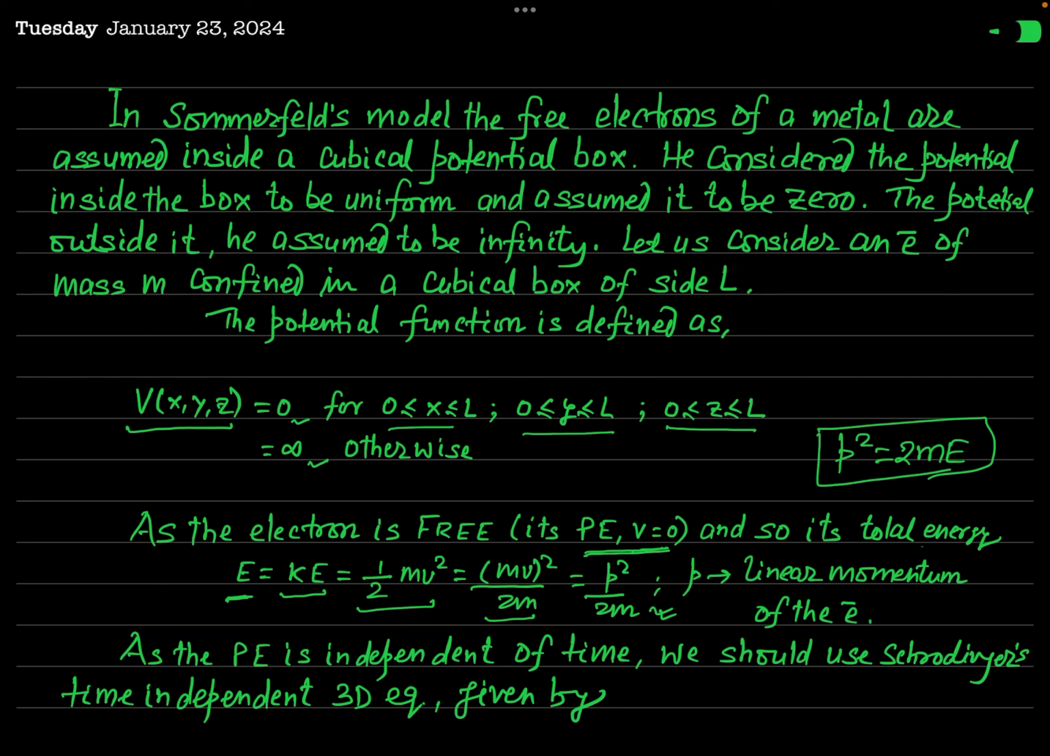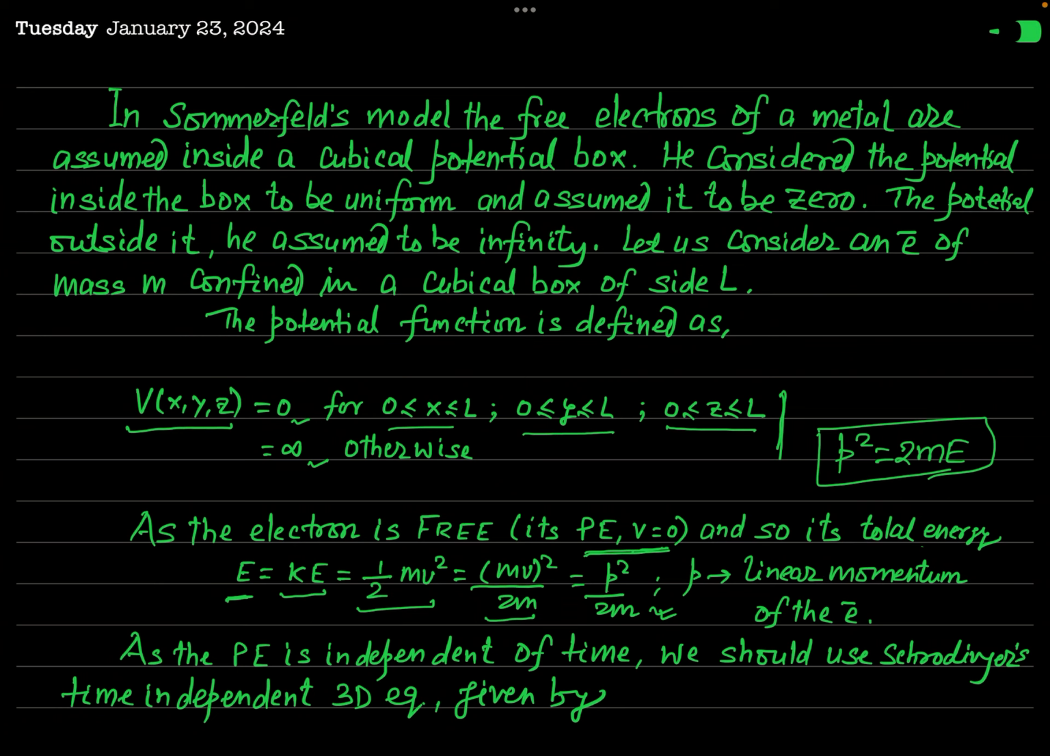Now you can also see how this potential varies. You can see that this potential is a function of position coordinates, or space coordinates x, y, z only. It is completely independent of time. So if you treat this problem quantum mechanically, you will have to think about the Schrodinger equation.